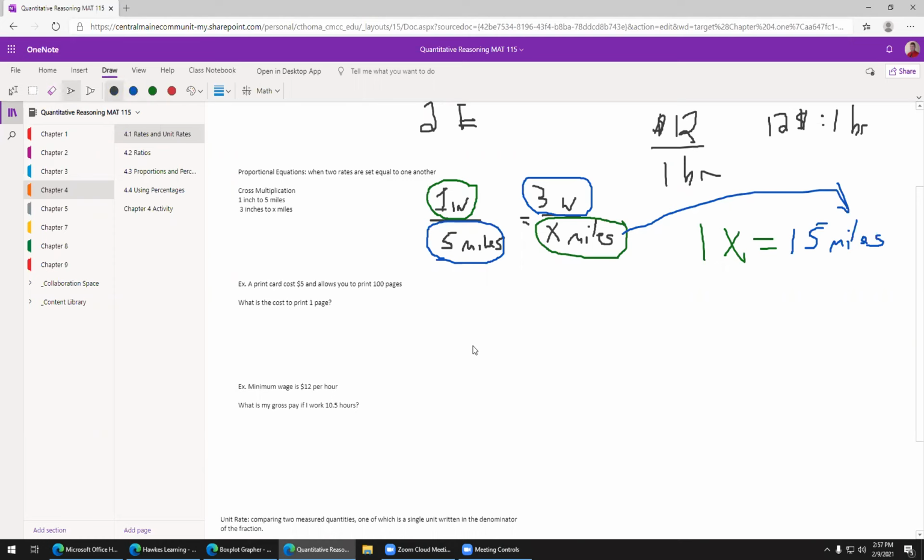So again, we set up our ratio problem here. I mean, our rate problem, because it's different things. So $5 allows you to do 100 pages. Then you might want to know, well, how much am I paying per page, right? So what does it cost to print one page? So we're looking for cost. How much does it cost? So I'll put an X there, because I'm an algebra guy, to print one page.